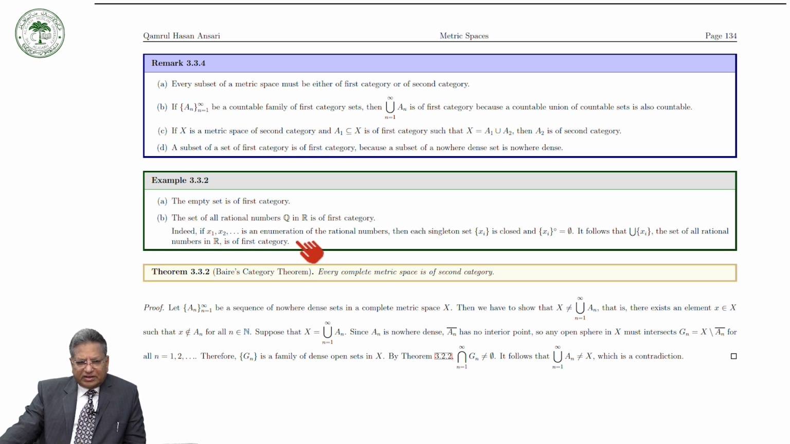So now finally I am going to present a very important result regarding the category, or regarding the second category result. It is known as the Baire category theorem. I have put the photograph of Baire at the beginning of this chapter, and Baire was famous for this result, known as the Baire category theorem. The Baire category theorem says that every complete metric space is of second category.